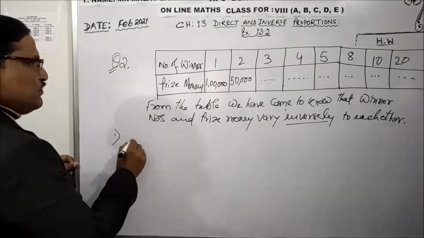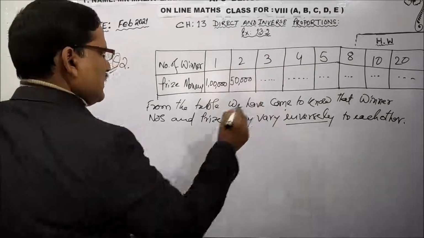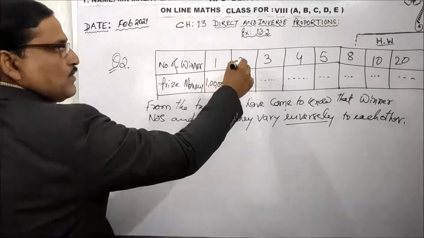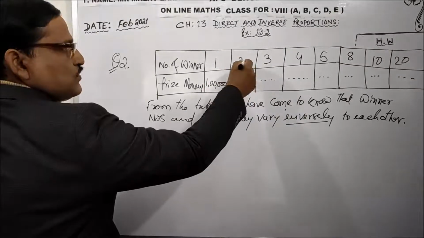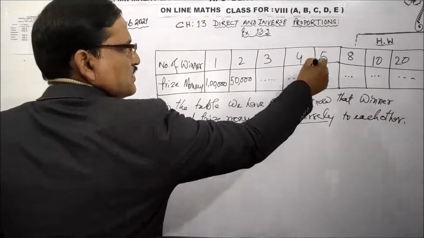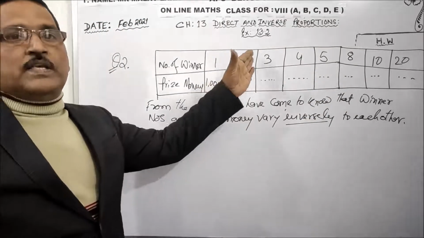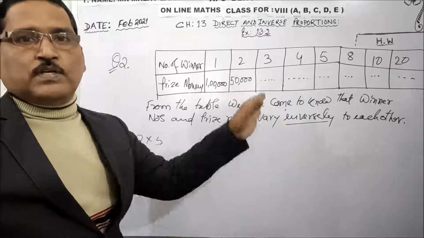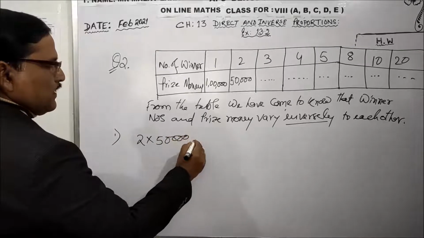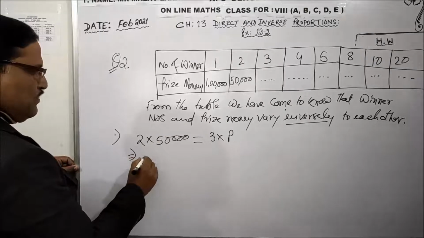So therefore, first one will be what? This 4. Always you have to take the 4 box. So 2 into 50,000. In case of inverse variation, we don't find the ratio. 2 into 50, 3 into this, 4 into this, 5 into this. The product of the first 2 quantities will be the same as the product of the second 2 quantities, third 2 quantities, fourth 2 quantities. So 2 into 50,000 will be equal to 3 into P. P is missing, so find out P.